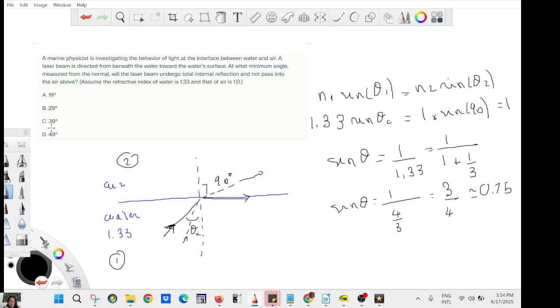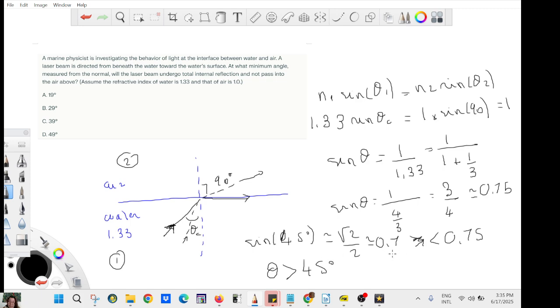Okay, so which answer should it be? And you know that sine 45, for example, is about square root of 2 over 2, right? Which is about 0.7. So 0.7 is smaller, right, than 0.75. So you need an angle. So the angle theta has to be larger than 45.